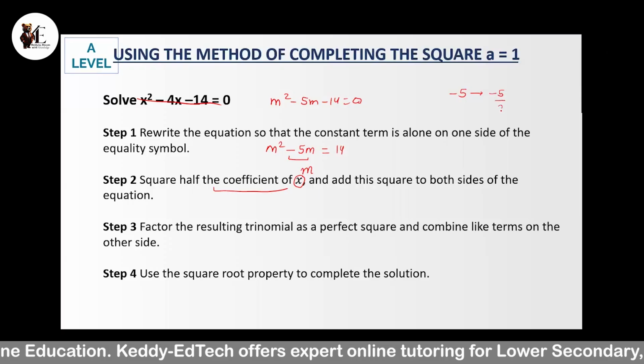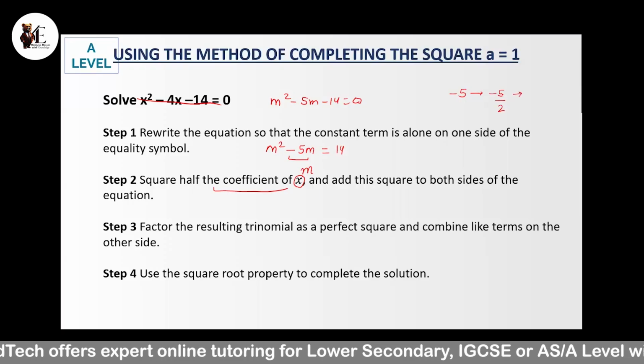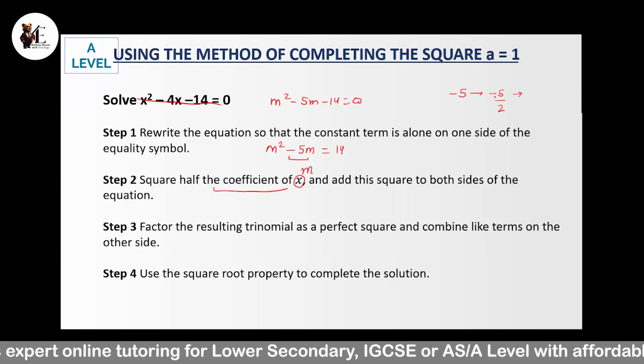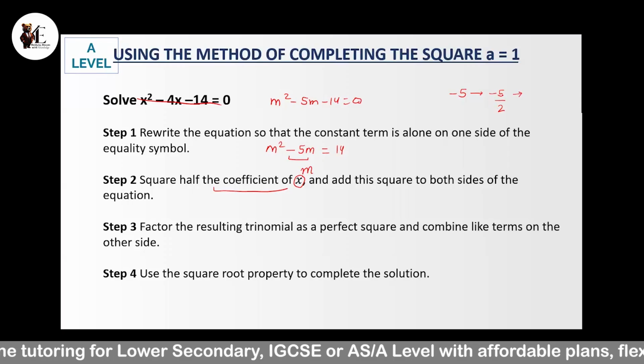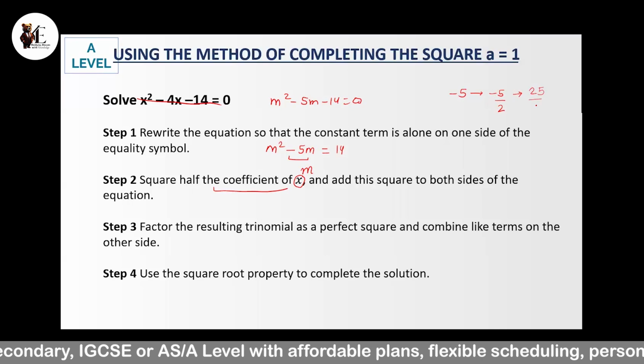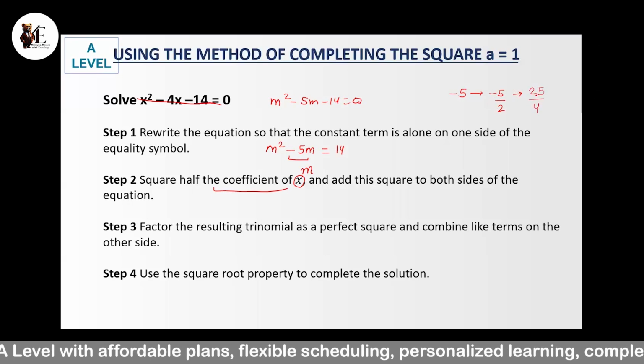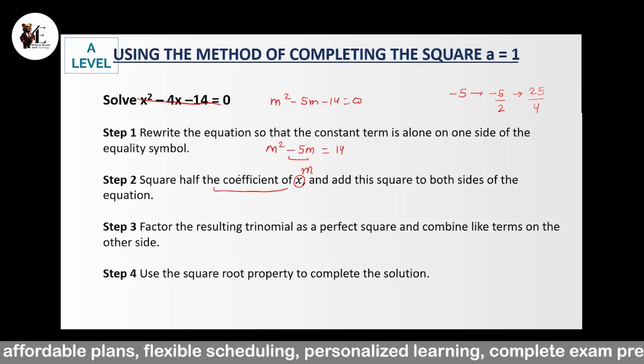So minus 5 over 2. And then we have to do the square of it. If you square a negative number, you will get a positive result. So negative 5 squared will be positive 25 and 2 squared will be 4. It means you have to add 25 over 4 on both sides.